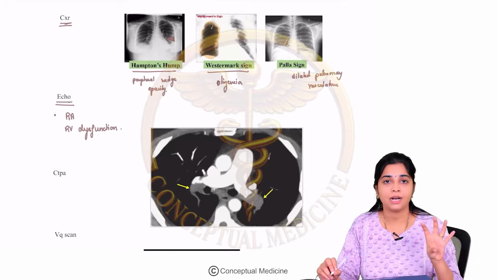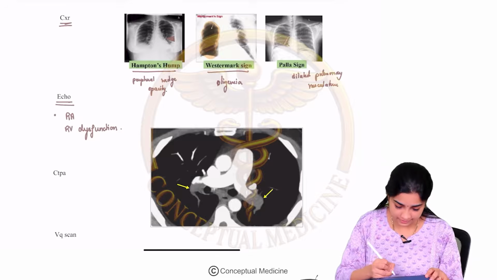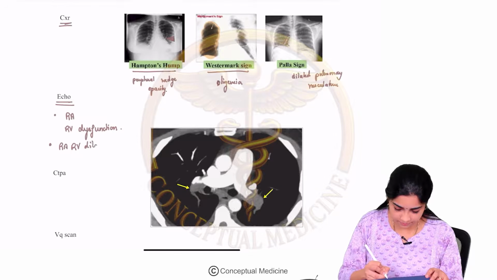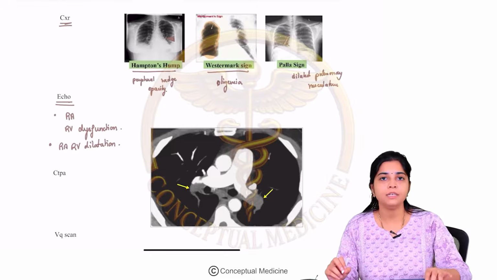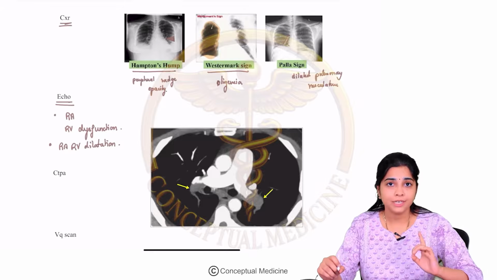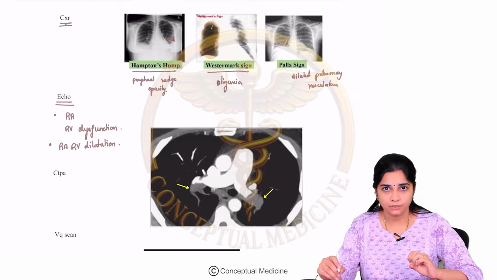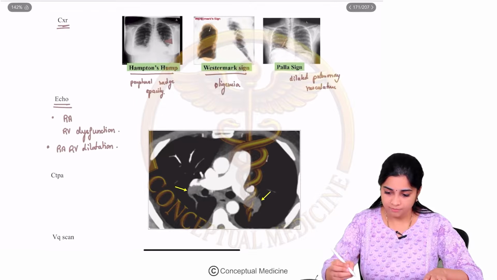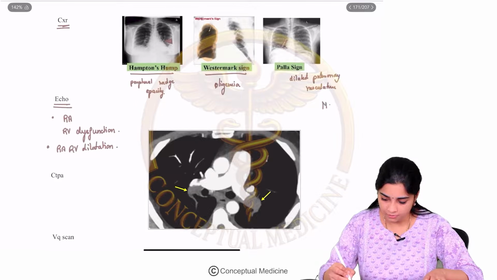You will find that RA and RV will be dilated. You will find evidence of RA-RV dilatation and RA-RV dysfunction. Another very important sign on the echo that we should be aware of is something called the McConnell sign.